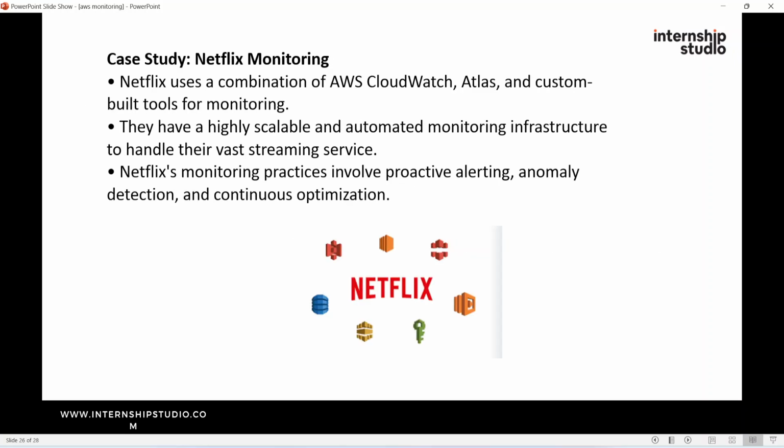We have a couple of case studies. Netflix, you may all be familiar with. It's a content streaming platform. They use AWS CloudWatch, Atlas, and custom built tools for monitoring to power their infrastructure. You can see that it's very rare to see Netflix going down in a year. They have a very robust application architecture, a highly scalable and automated monitoring infrastructure to handle their vast streaming service. Netflix monitoring practices involve proactive alerting, anomaly detection, and continuous optimization.